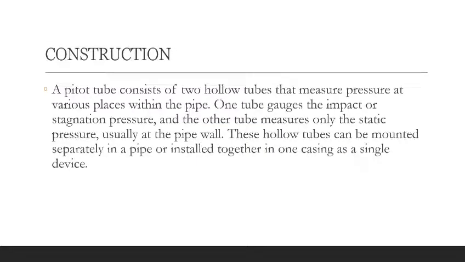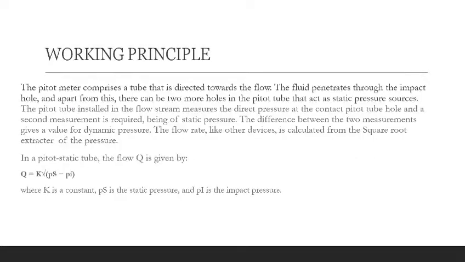And the construction of the Pitot tube. A Pitot tube actually consists of two hollow tubes that measure pressure at various places within the pipe. One tube gauges the impact or stagnation pressure, whereas the other tube measures only the static pressure, usually at the pipe wall. These hollow tubes can be mounted separately in a pipe or installed together in one casing as a single device.